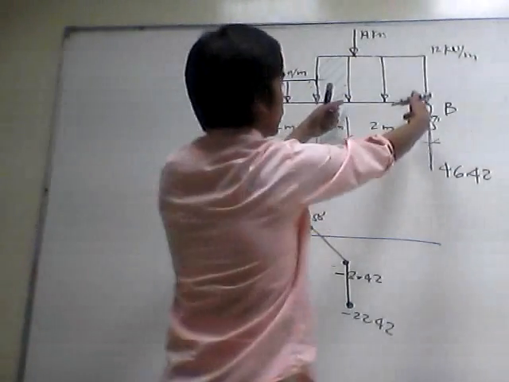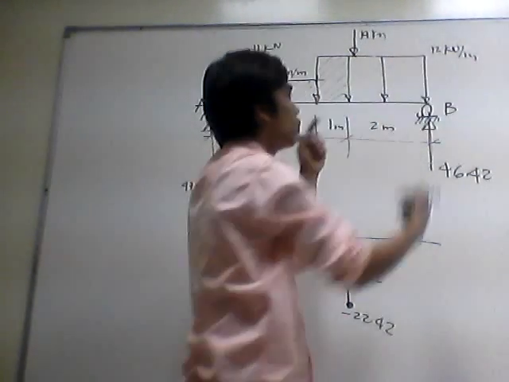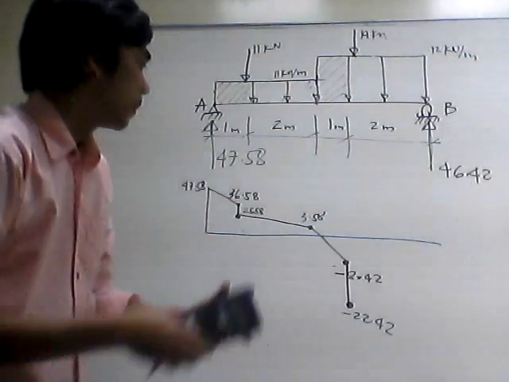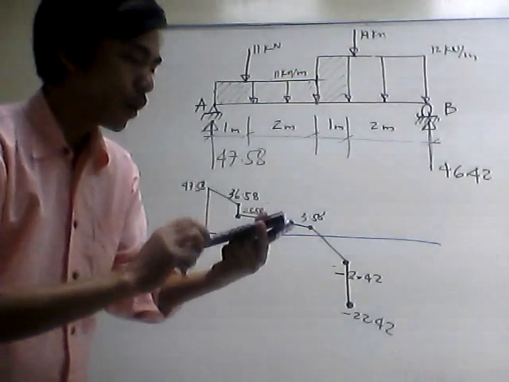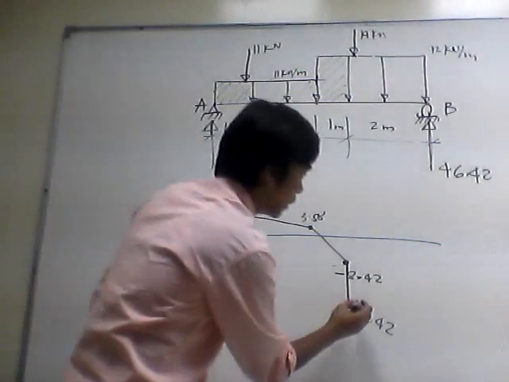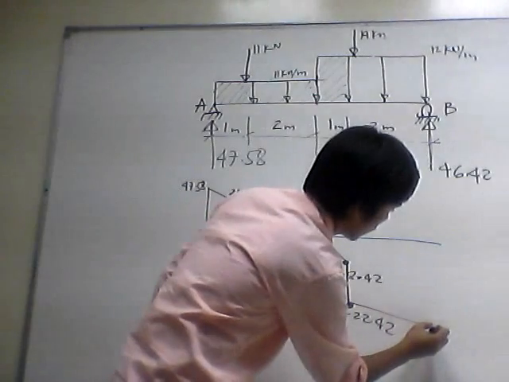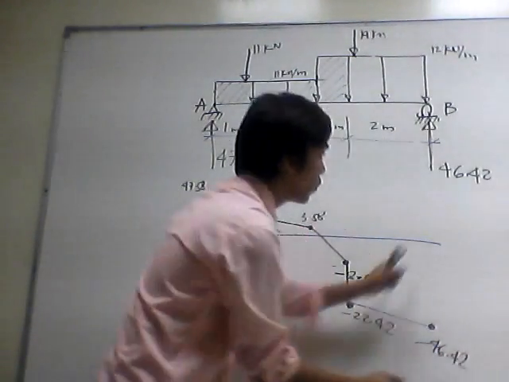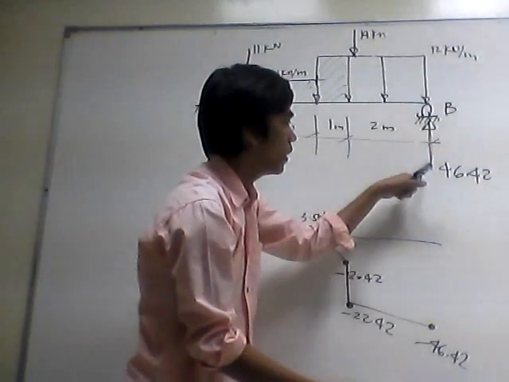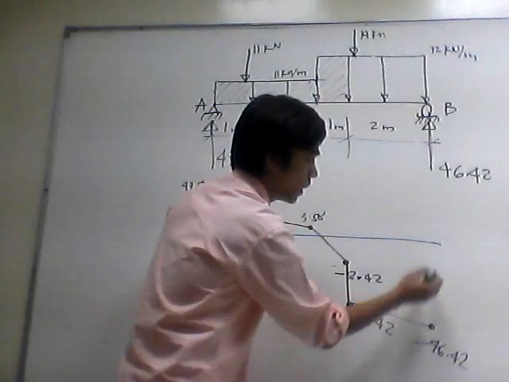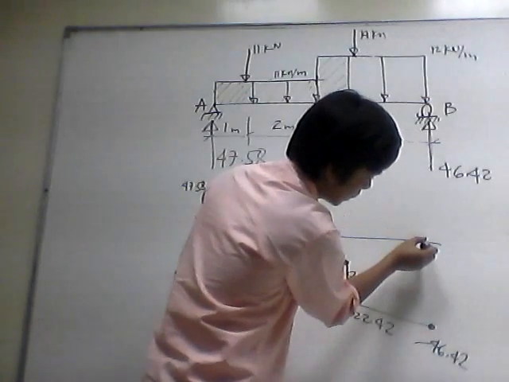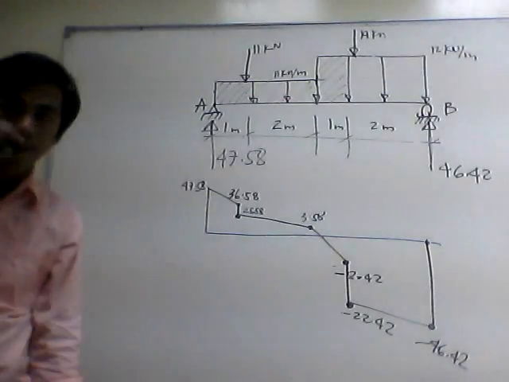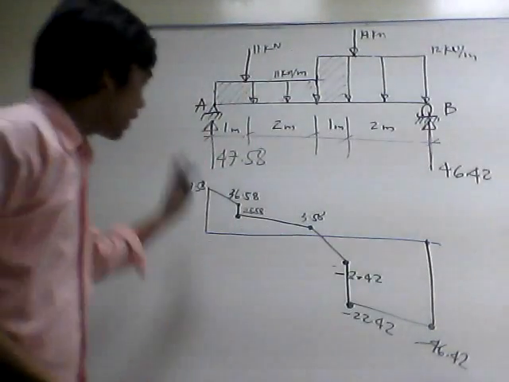And then the last portion, we have 12 multiplied by 2, that is 24, less 24, that will give you negative 46.42 here, negative 46.42. Then we have an upward reaction of 46.42, that will make the shear diagram close at 0. Okay, so this is very easy.